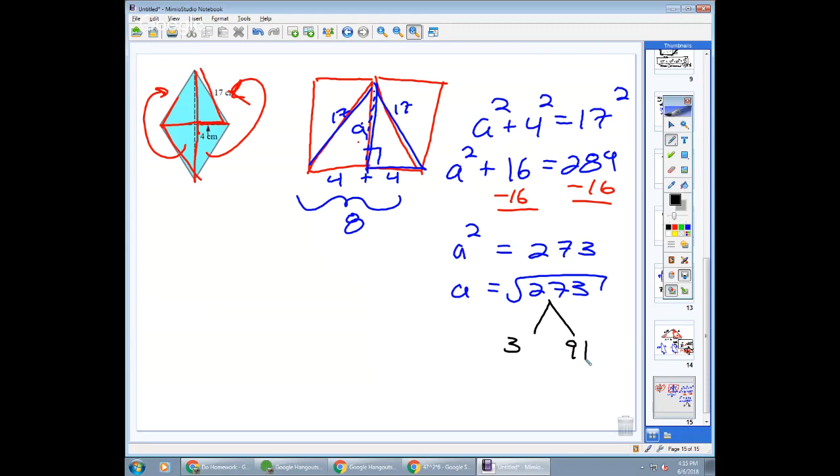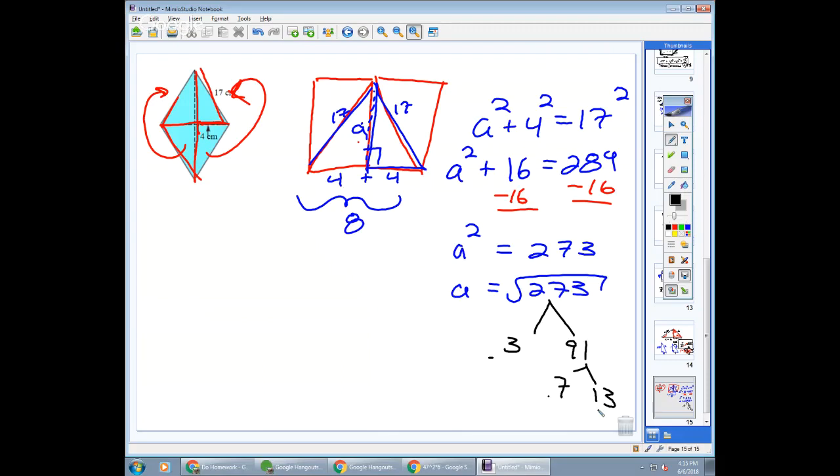What goes into 91? 13? Okay, what is it? Is that 13 times 7? 13 times 7. And so, since there's no repeated factors in there, 273 doesn't simplify.